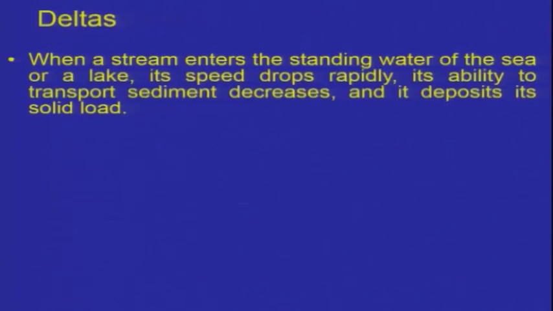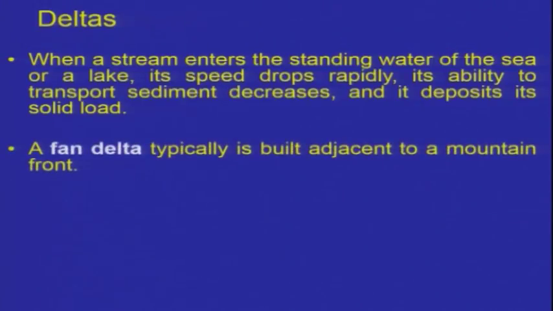Now, deltas are also having similar shapes or landforms, but they are formed when a stream enters the standing water of the ocean or a lake, its speed drops, that is basically the river's velocity drops rapidly. Its ability to transport sediment decreases and it deposits its solid load. So, very much similar to the alluvial fan, here also we see a similar process. Fan delta typically is built adjacent to the mountain fronts, where you are having mountains and the ocean or any water body in contact. There you will find the fan delta.